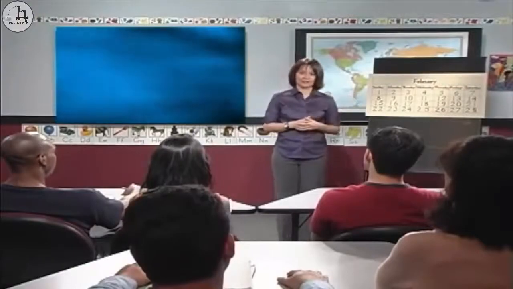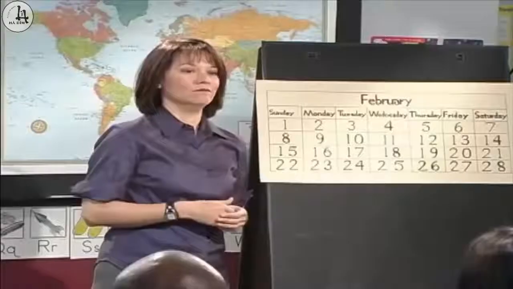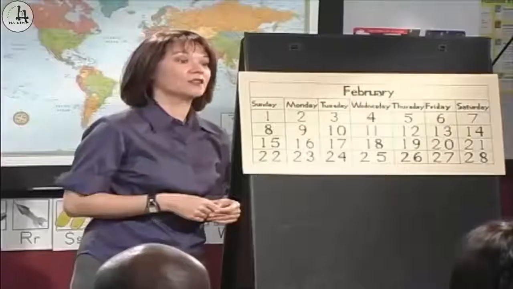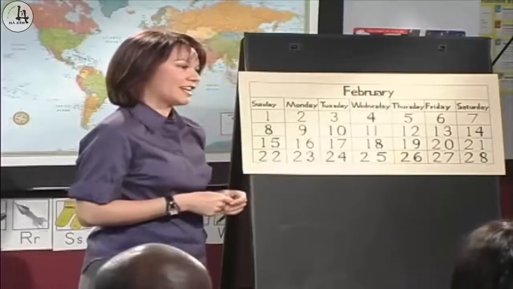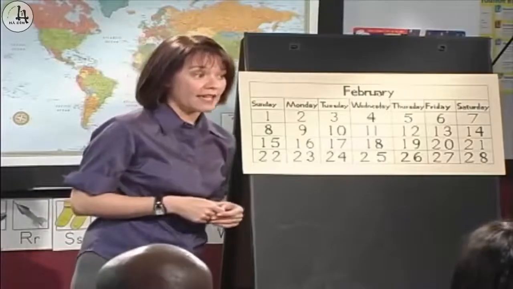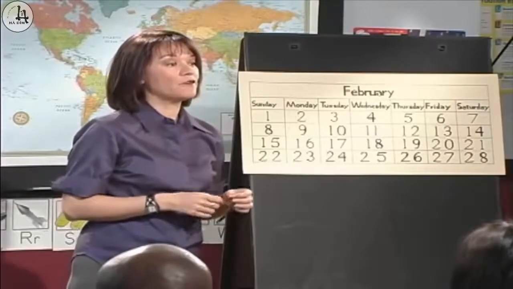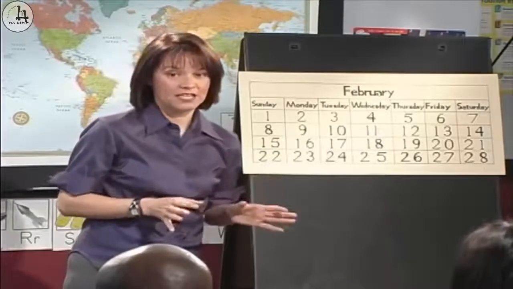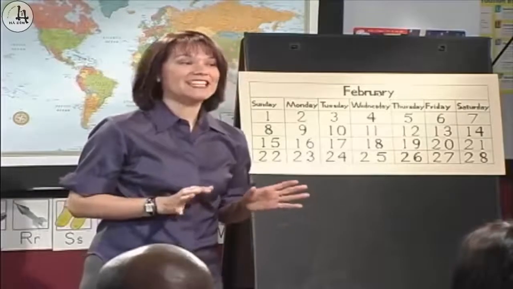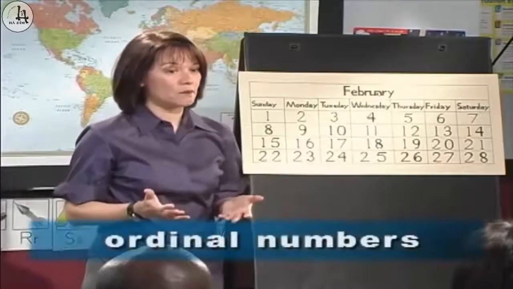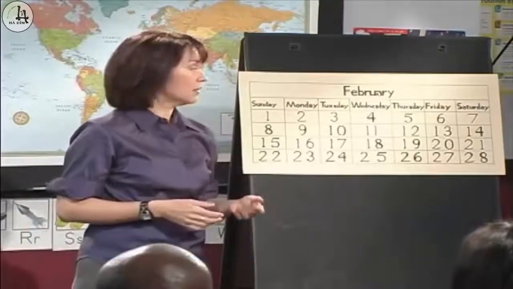What month is it? February. What day is it? Thursday. Right. Jane, what's the date today? February 5. That's good, Jane, but for the date, we say February 5th. 5th is an ordinal number. We use ordinal numbers for dates.